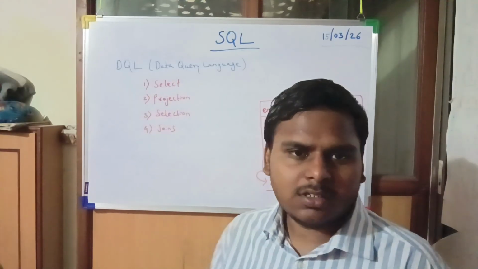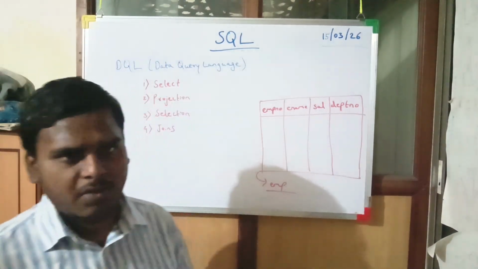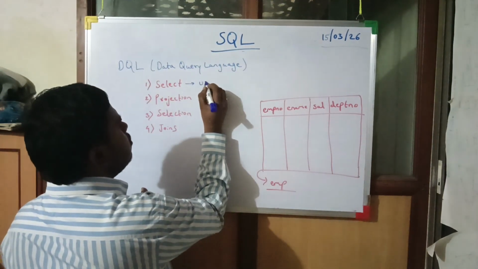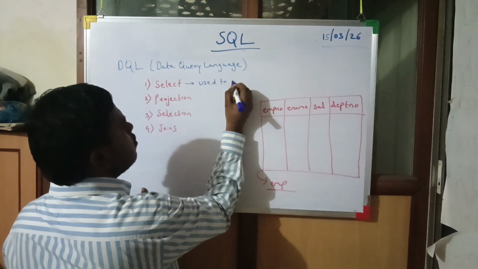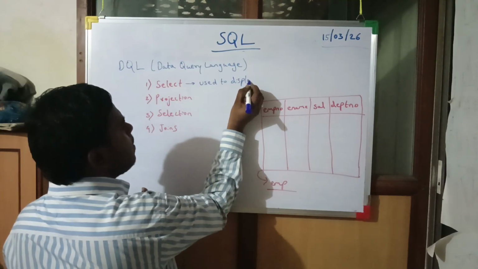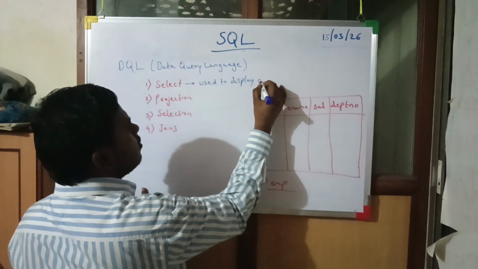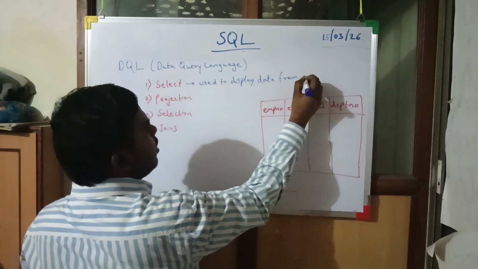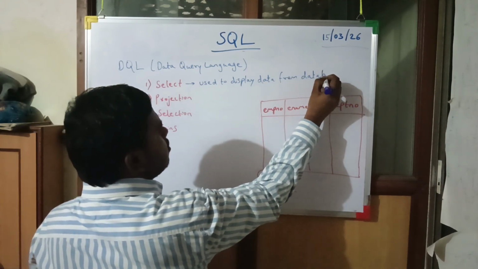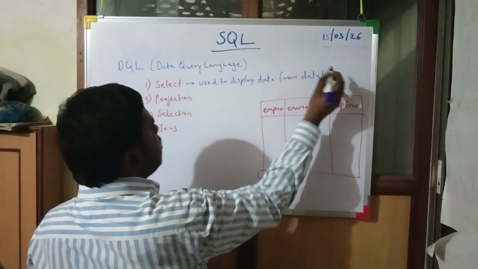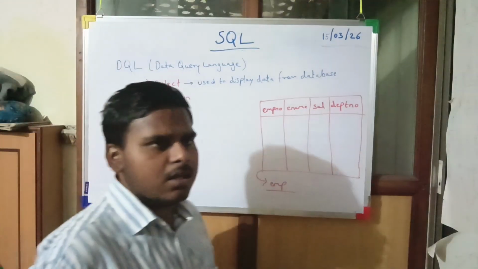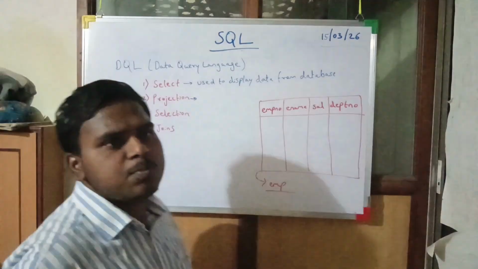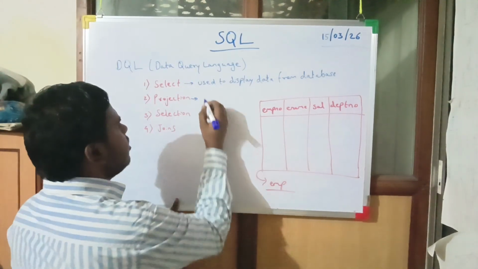Select means I am selecting a particular thing, like while purchasing. Select is used to display data from the database. Simple meaning, it is used for displaying. For displaying purposes we need select. Now projection: projection is used to display the data by selecting columns.